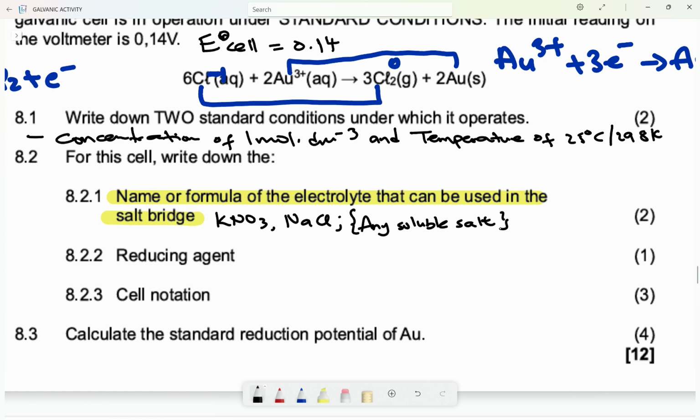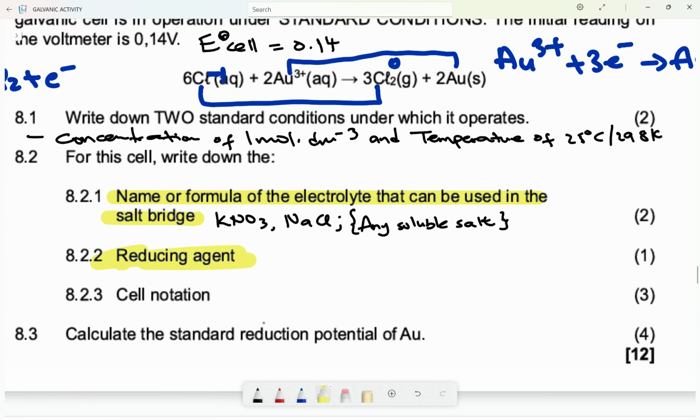What do I mean any soluble salt? Any soluble salt is a salt that does not form a precipitate. We cannot use silver nitrate, because silver nitrate forms a precipitate. So not this one. I prefer you stick with potassium nitrate. It is always applicable everywhere.